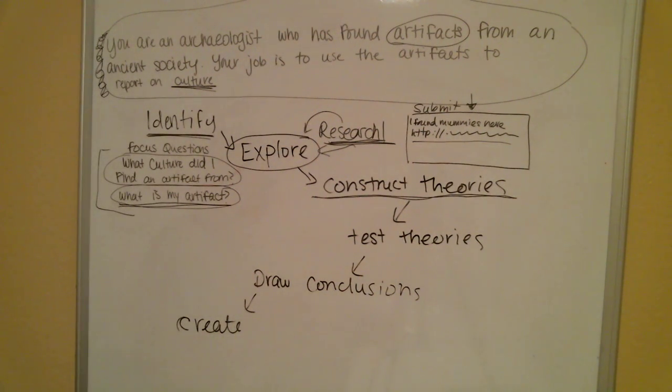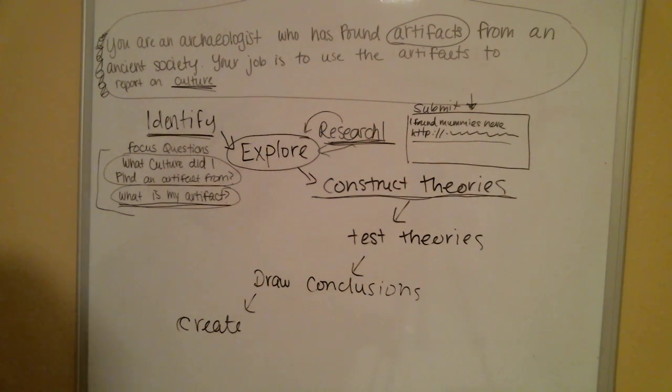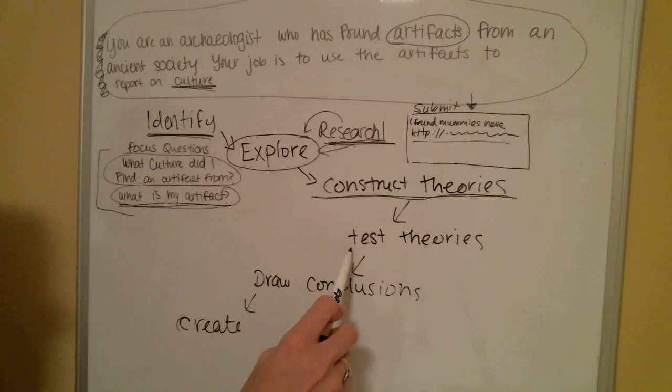So you're constructing your theory. What do you think a mummy can tell you about ancient Egyptian culture? That's the question that you need to answer at that point. So from there, when you submit, you'll just be submitting your little rough draft that you made. It can be about a paragraph long of the theory that you came up with. And then all you have to do is move on to test theories.